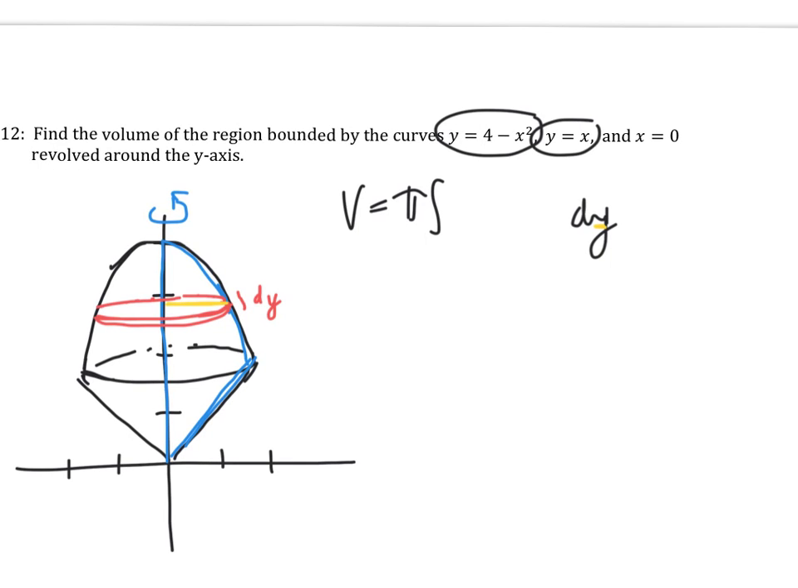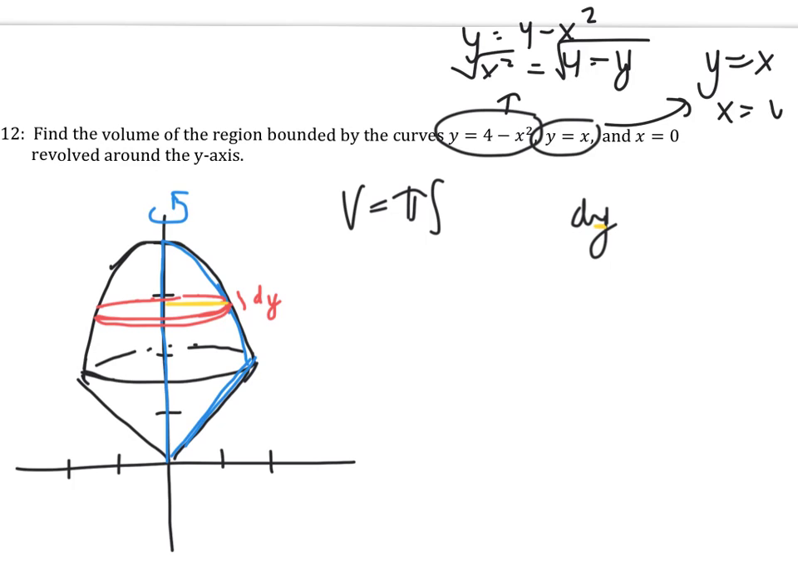If y equals 4 minus x squared, to solve for x, let's add x squared. So positive x squared is equal to 4 minus y. And then let's go ahead and take the square root of both sides. So I'm going to get x equals the square root of 4 minus y. And then I've got this other equation too, y equals x, and of course if I solve for x, x equals y.